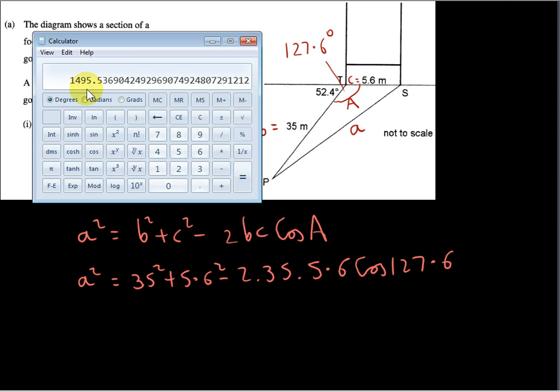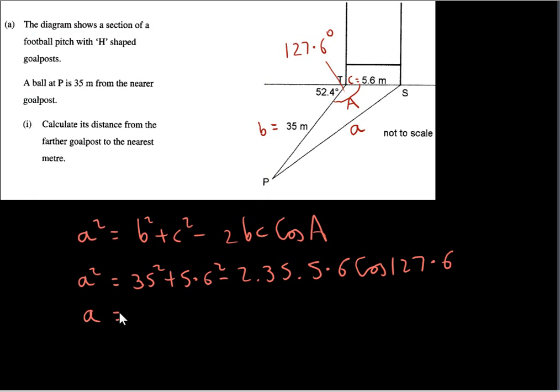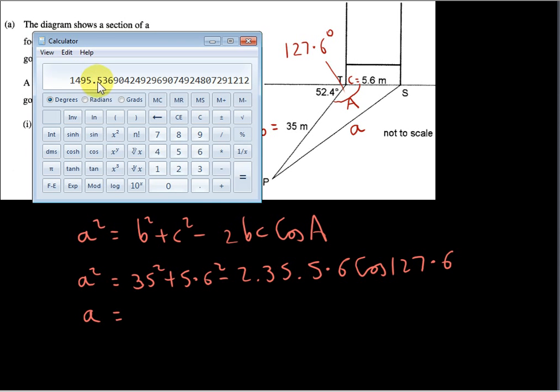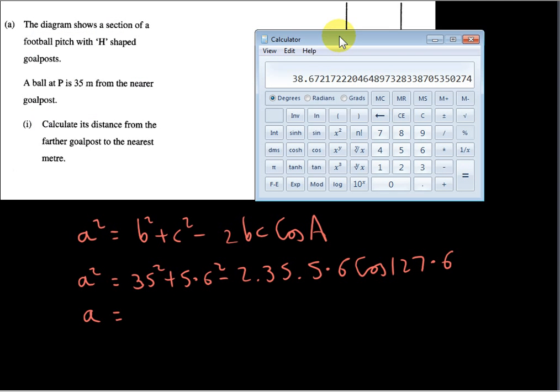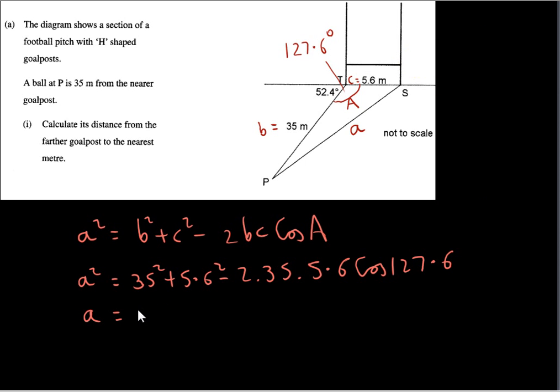Now this number is a squared. We want a, which is the square root of this number. So if I put this number to the power of a half, I'll get the square root of it. So I'll write this down to 2 decimal places. So this is 38.67 meters.